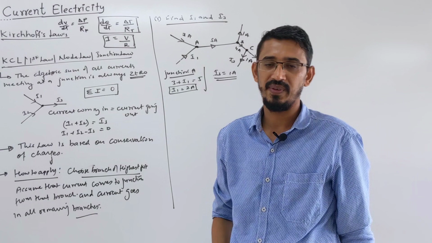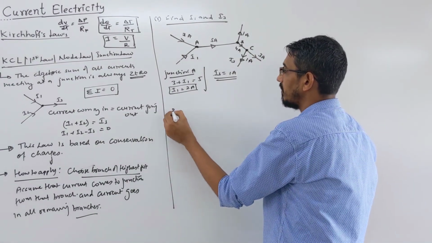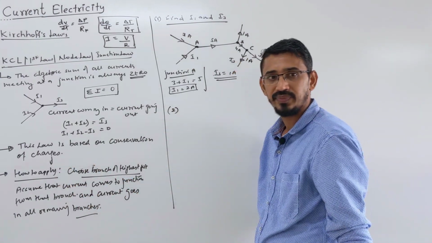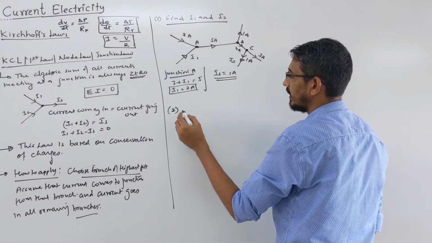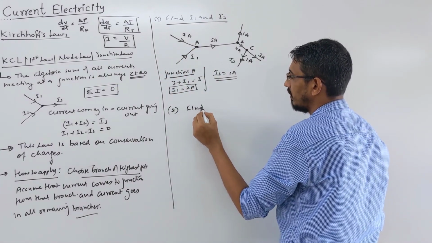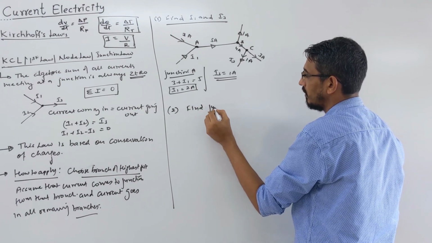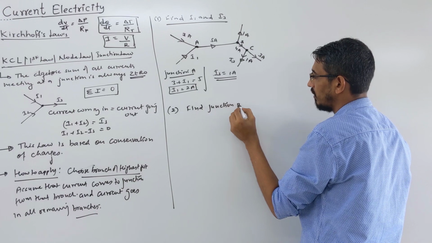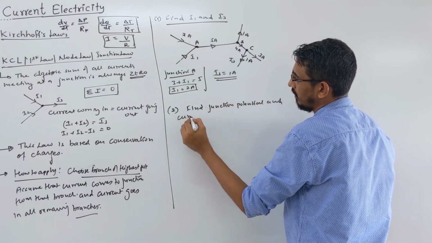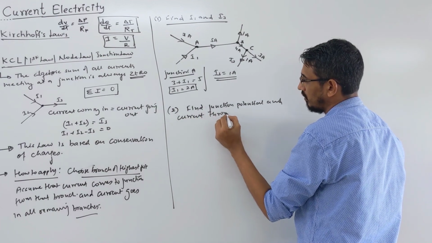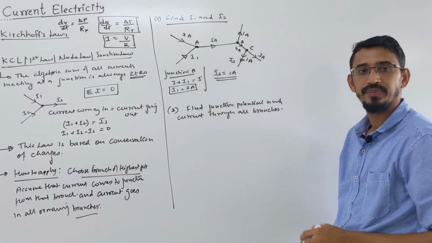So this type of question they have asked in our exam. Very simple only. Now I do the second type of questions where you have to apply these rules. Let's say: find the junction potential and current through all branches. This is the question, okay?